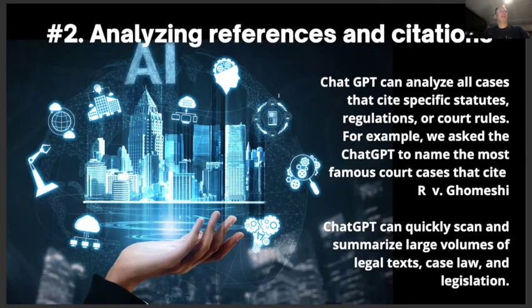You can use it to analyze references that have come from opposing counsel and also citations that they use. So ChatGPT can analyze all cases that cite specific statutes, regulations, or court rules. For example, we asked ChatGPT to name the most famous court cases that cite R v. Gameshi, which was a fairly high-profile case in Toronto of a false allegation of sexual assault. And ChatGPT can do a pretty good job at scanning and summarizing large volumes of legal text, case law, and legislation.